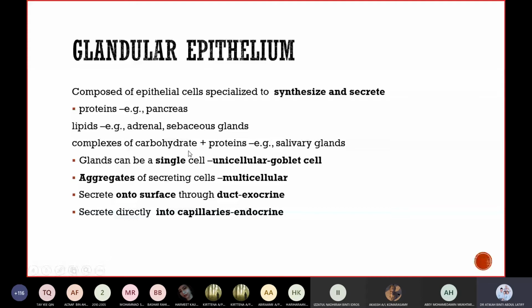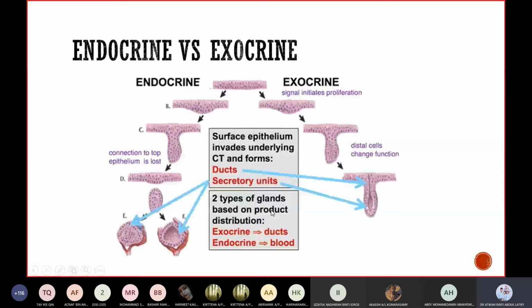And some glands can be of a single cell, so unicellular. For example, is the goblet cell, and some are in aggregates, so they are called multicellular. Okay, and according to where they secrete the products, so if they secrete it through a duct, they are called exocrine. If they secrete the products directly into the blood, so they are called endocrine. So here, for example, you can see between endocrine and exocrine, what is the difference.